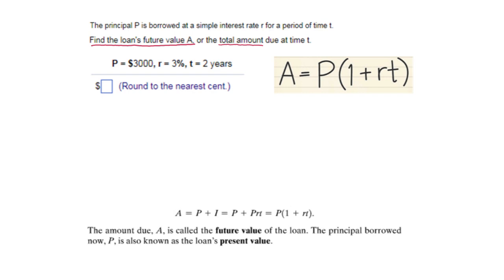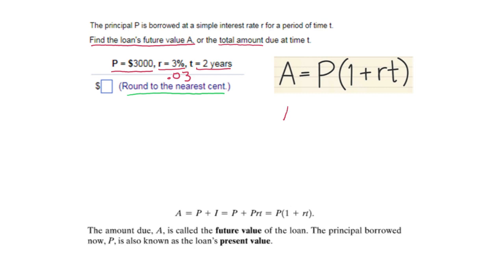They identified that the principal amount is 3,000. Rate is 3%, which we're going to change to a decimal, 0.03, 3 hundredths. And time is measured in 2 years. So you have P, R, and T. And we want to keep an eye on the fact that they want us to round to the nearest cent. So we will follow this formula.